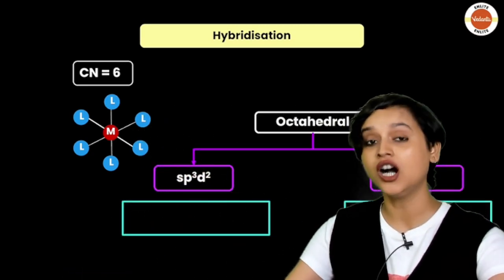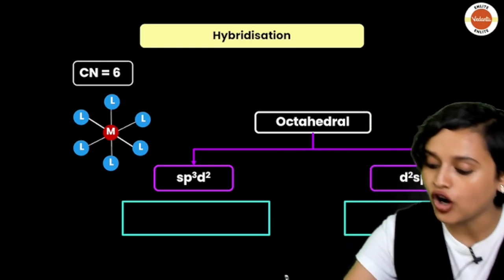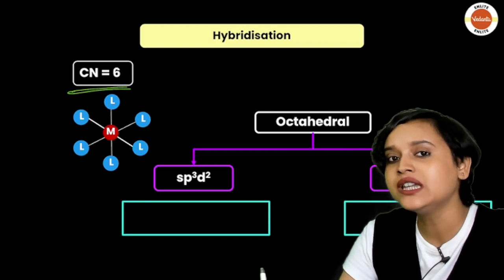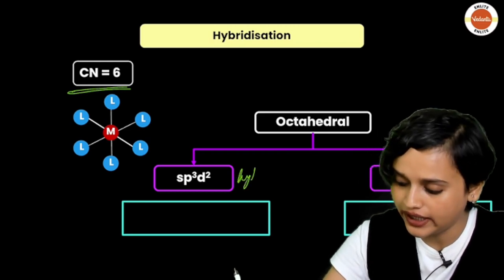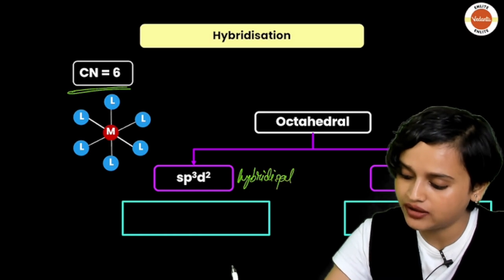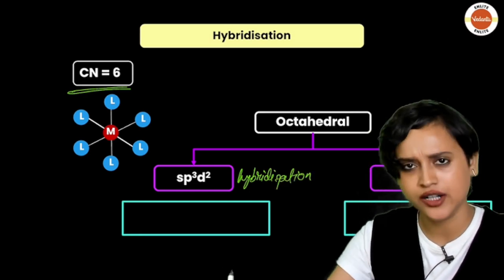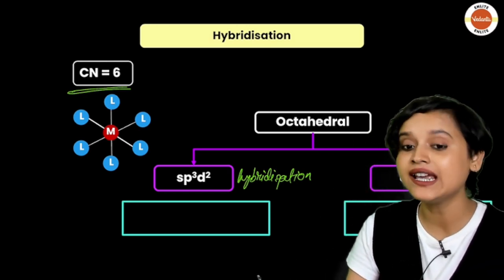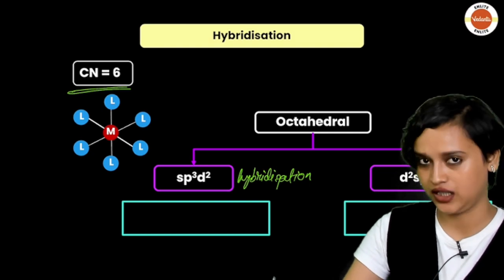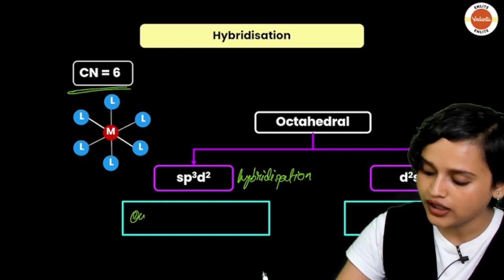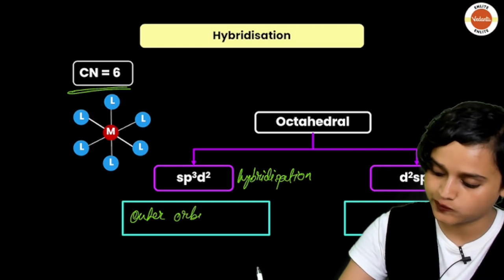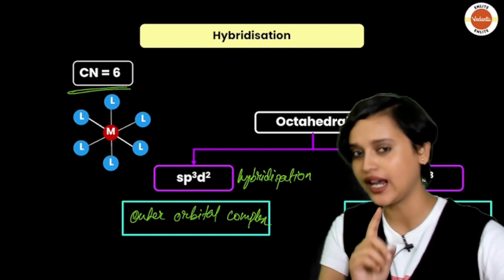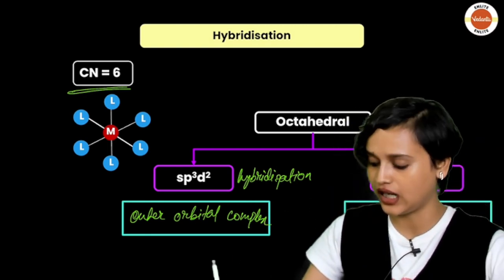So, when I say sp3d2, we are talking about an octahedral geometry, coordination number 6, that means there are 6 ligands attached. It forms sp3d2 or d2sp3. This is your hybridization, correct? First of all, we are talking about sp3d2. If it is sp3d2, this, my dear students, is called an outer orbital complex. I'll give you a very clear idea about it. We will solve some examples and that's when you will understand.